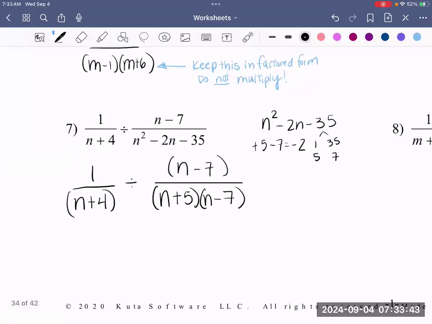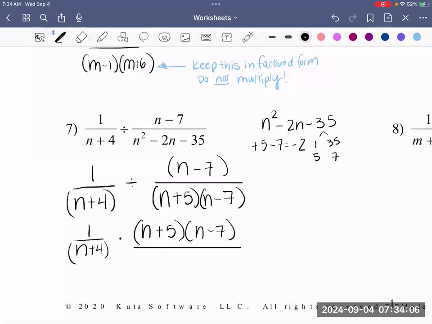Now you can cancel here, but again, I want to make some really good habits. You factor first, and then you want to flip, because sometimes you might just cancel and be like, you're all done. No, with your division, you want to keep change flip. You're going to keep change flip the one on the right. So you have n plus 5, n minus 7 over n minus 7. Then we can go ahead and cancel. And your final end product is n plus 5 over n plus 4. Putting them into parentheses, your n's do not cancel.